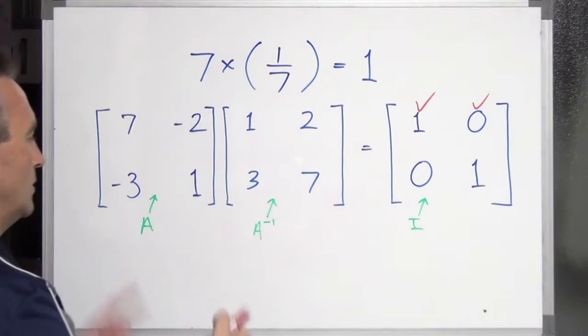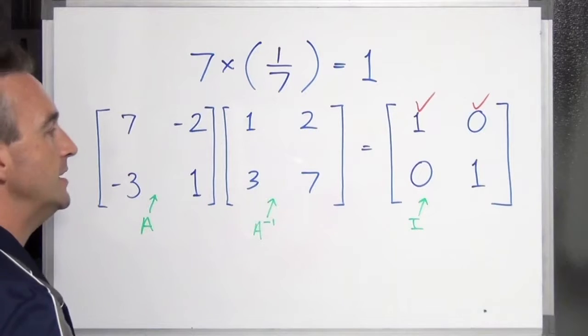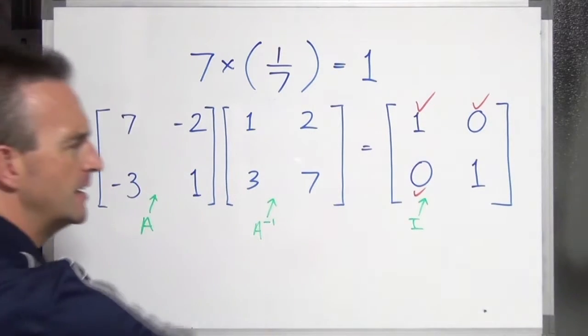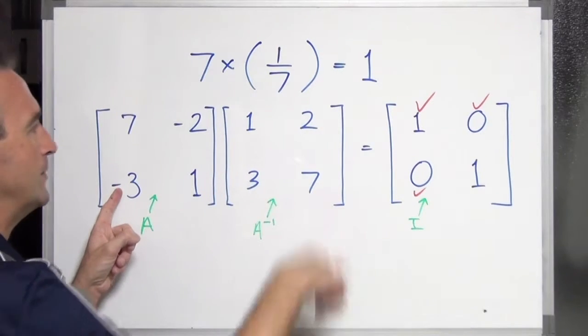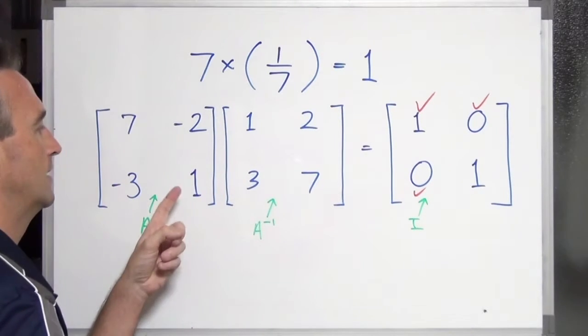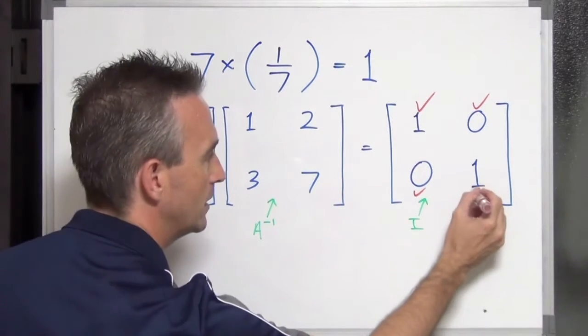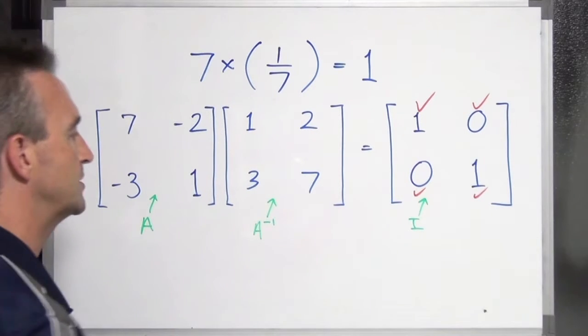Let's check this one. This row and this column. Negative 3 times 1, negative 3. 1 times 3 is 3. Negative 3 plus 3 is 0. That's also correct. Let's check the last one here. This row and the back column. Negative 3 times 2 is negative 6. 1 times 7 is 7. Negative 6 plus 7 is 1. So that works. And that is the concept of an inverse matrix.